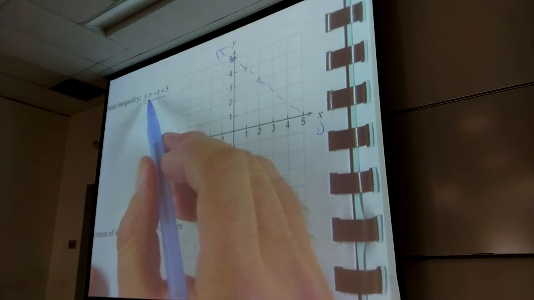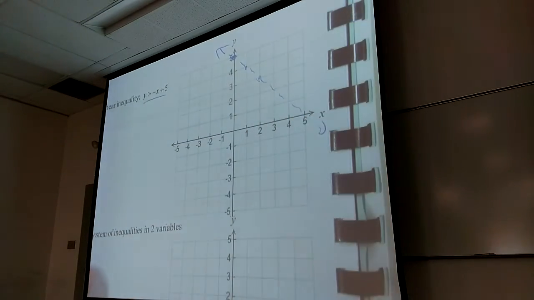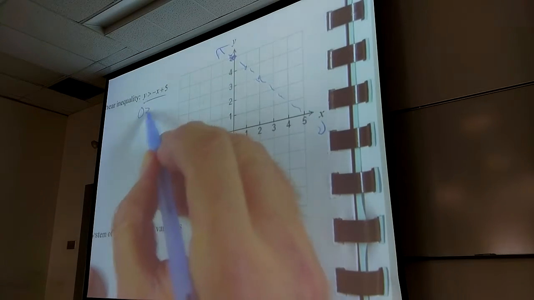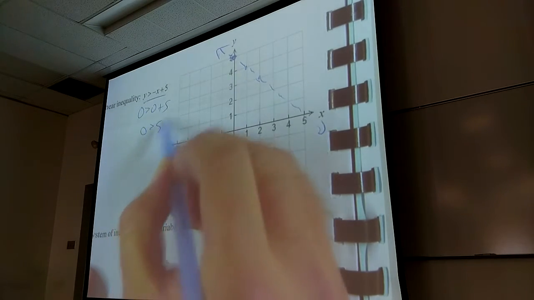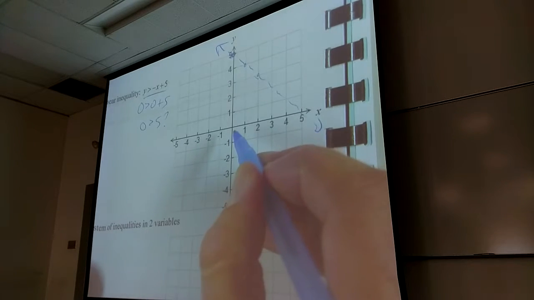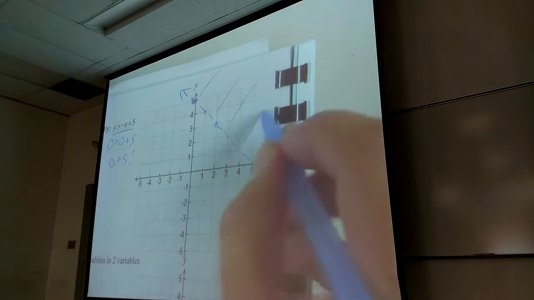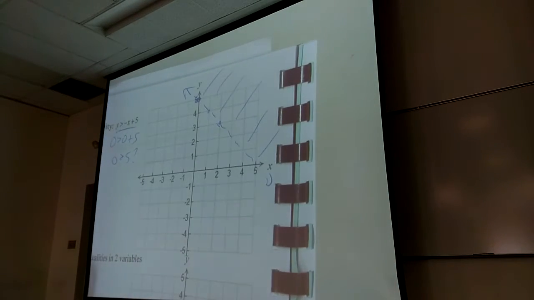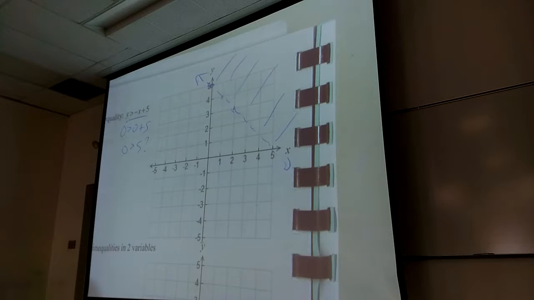This is y greater than, so I would shade up. Or if you put 0, 0 in, is 0 bigger than 5? No. So you don't shade where 0, 0 is, because it didn't work. Shade the other side. Please let that make so much sense it's scary.